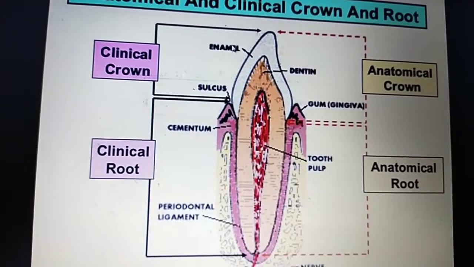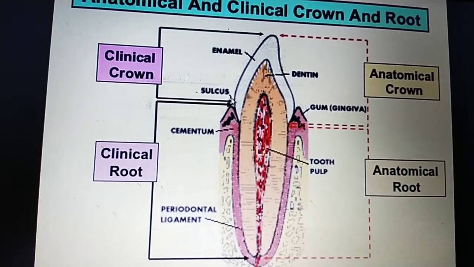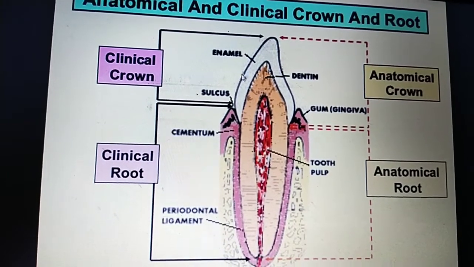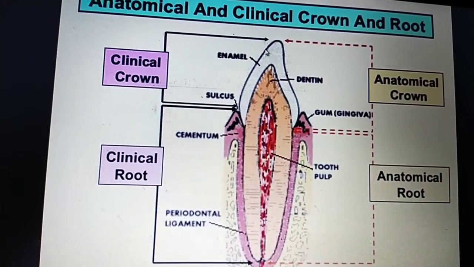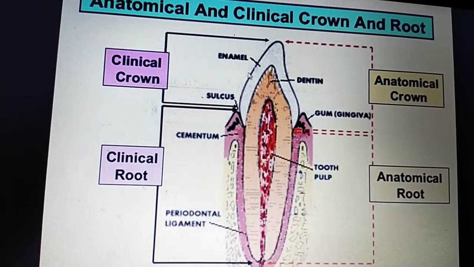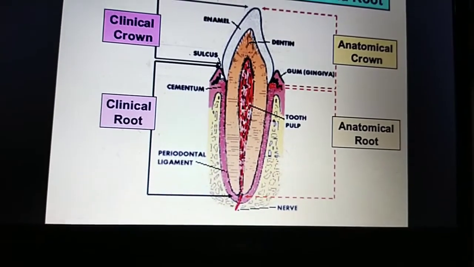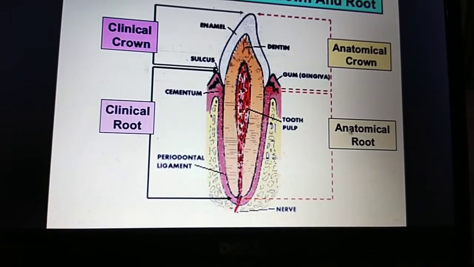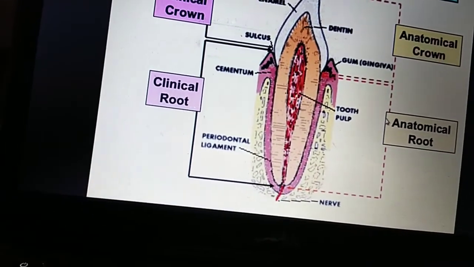Okay, and clinical crown means the part of the tooth that is present just above the gum. You can see here, this is the gum, and from here it starts. This is called the clinical crown. And now the anatomical root. Okay, the anatomical root is from here to here.